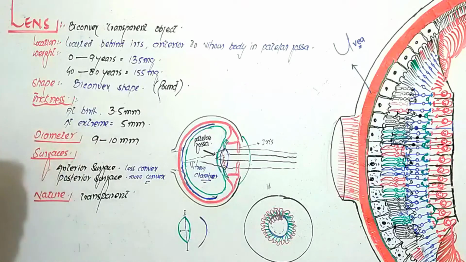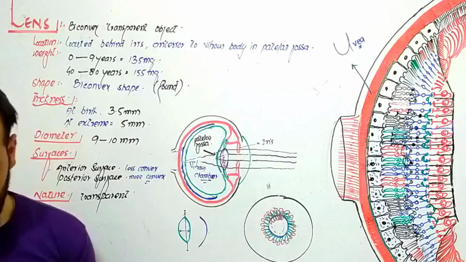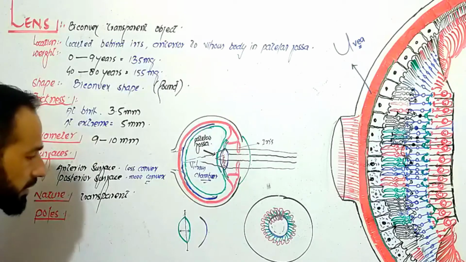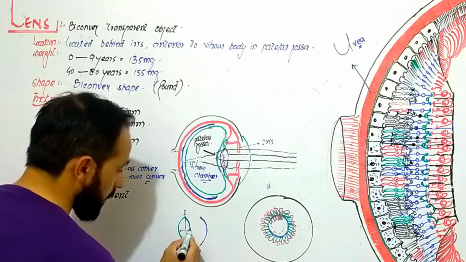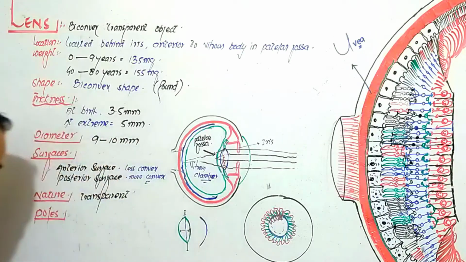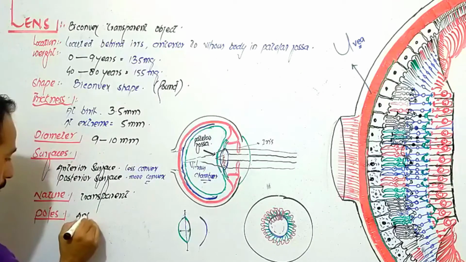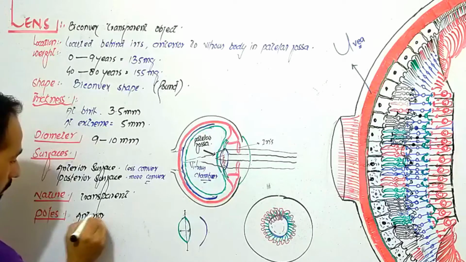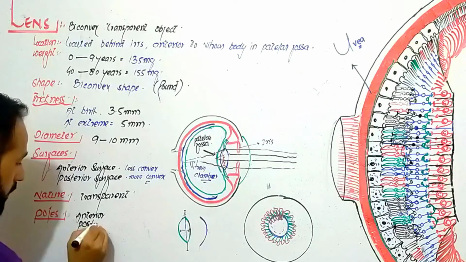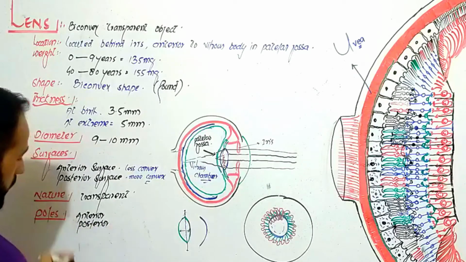How many poles does our lens have? So it has two poles, the anterior pole and the posterior pole. So let me write it here. It has an anterior pole and a posterior pole, right?